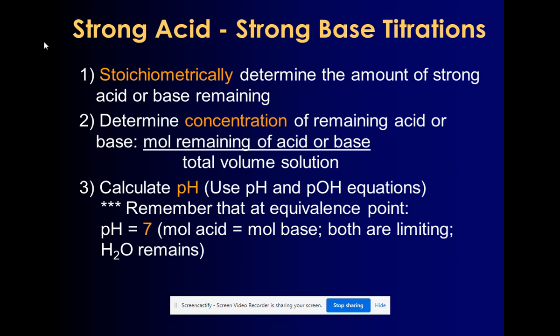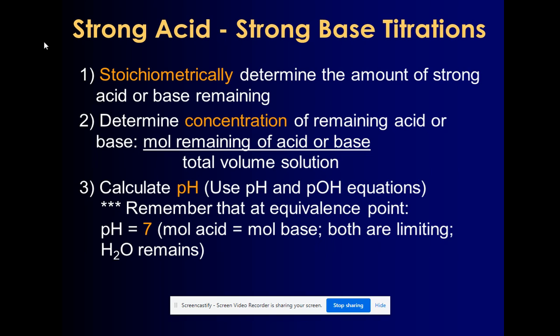And so anytime you are having a component that is strong, in this case both, you need to deal with stoichiometry. We need to figure out which one of the two is limiting, and then determine whether we have more hydrogen or more hydroxide present after the titration is complete, account for the volume of the mixture, and then use our pH equations to determine what the pH is of that ion, whether it be the hydrogen or hydroxide.